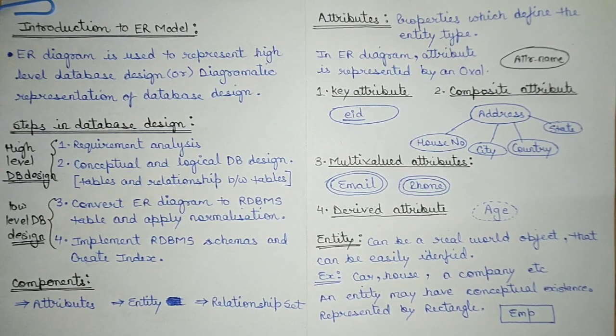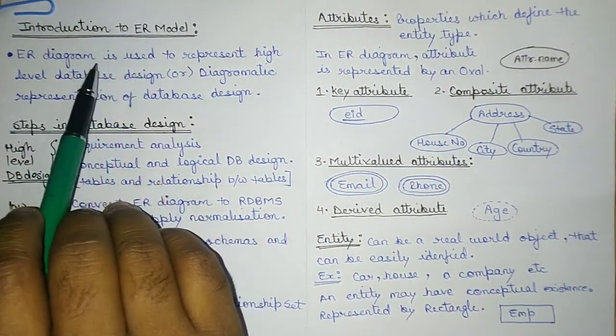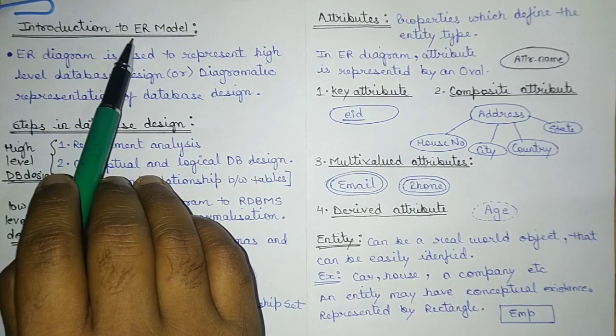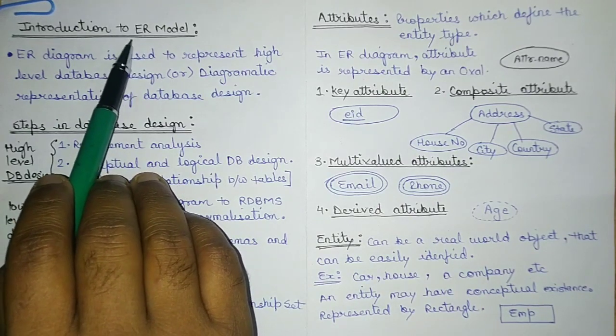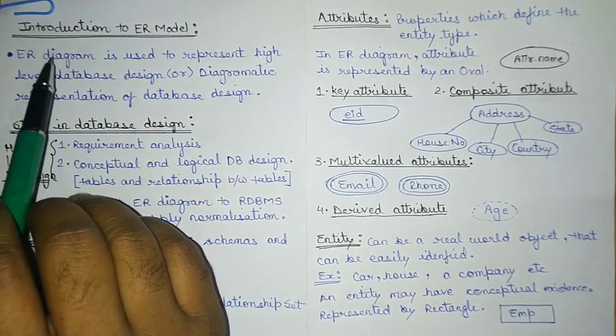So now let's start with the introduction of ER model. First thing is, what is ER model? See, ER is the abbreviation of entity relationship. So it always defines the relationship. So this is what it says.